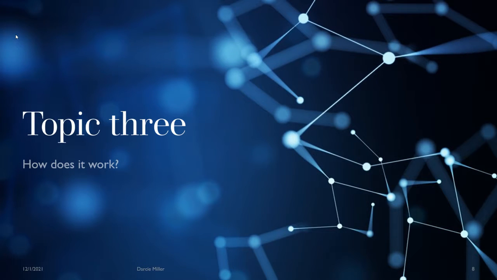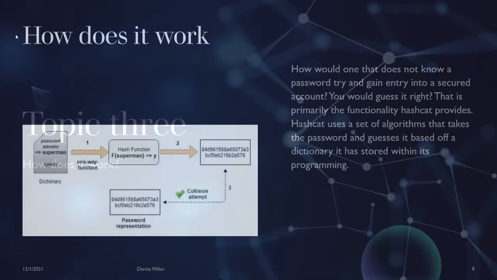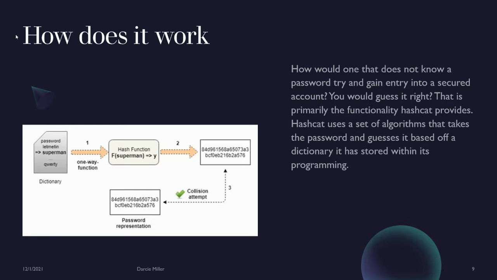Topic number 3. How does it work? How would one that does not know a password try and gain entry into a secured account? You would guess it, right? That is primarily the functionality Hashcat provides. Hashcat uses a set of algorithms that takes a password and guesses it based off a dictionary or word list that has been stored within its programming.